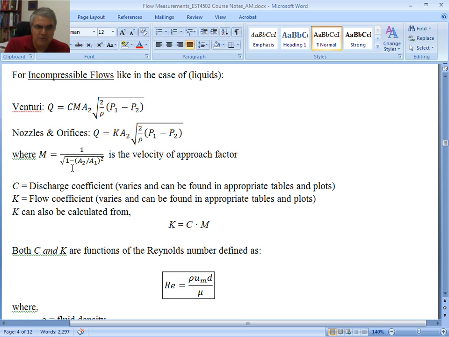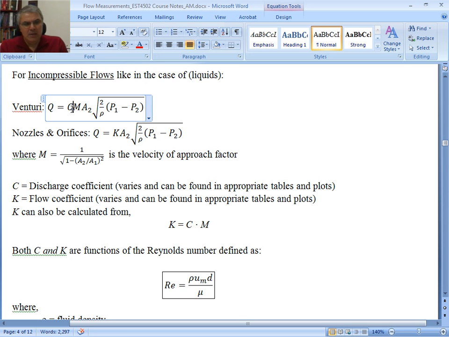And then the discharge coefficient is called C here. Again, this discharge coefficient is calculated from the appropriate table, and this coefficient will be different for different situations. Capital K would be the flow coefficient. Again, that is a variable, and it can be found in appropriate tables and plots. And K can also be calculated as C multiplied by M. So it is very interesting to note here that C multiplied by M is really nothing but K.